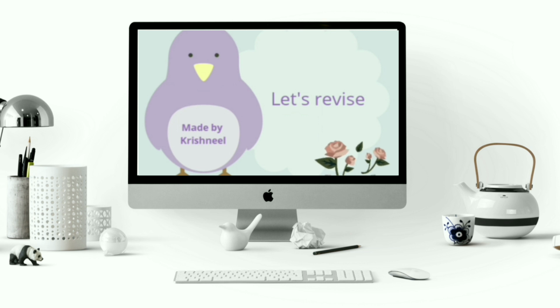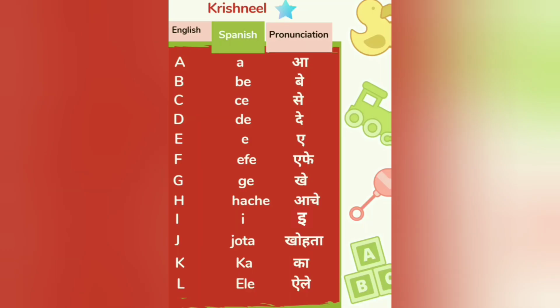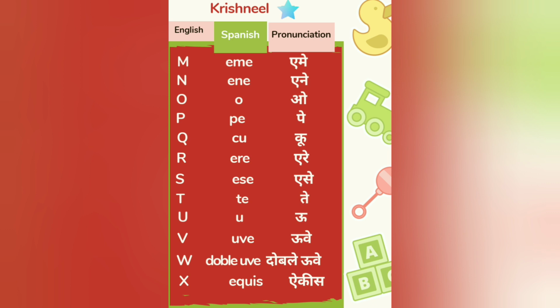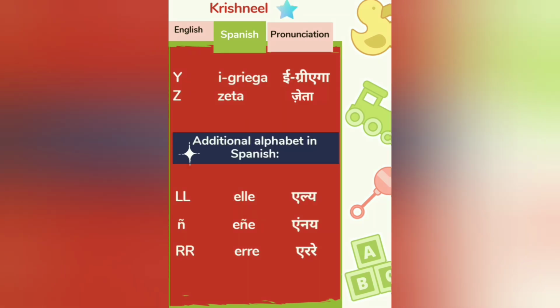Let's revise and learn the alphabet. A, B, C, D, E, F, G, H, I, J, K, L, M, N, O, P, Q, R, S, T, U, V, W, X, Y, Z. Three additional letters are: double L, N with tilde, and double R.